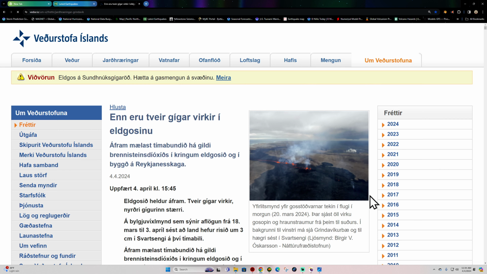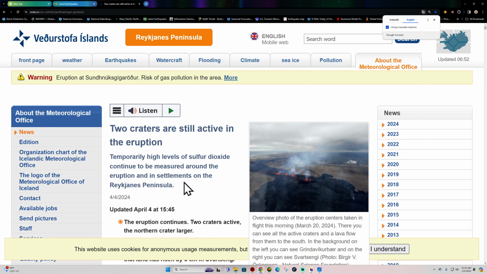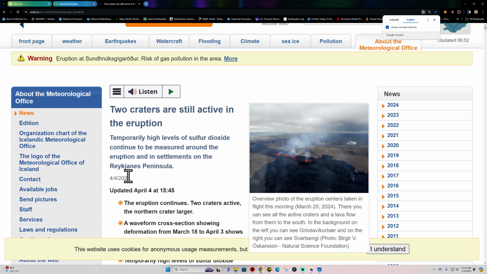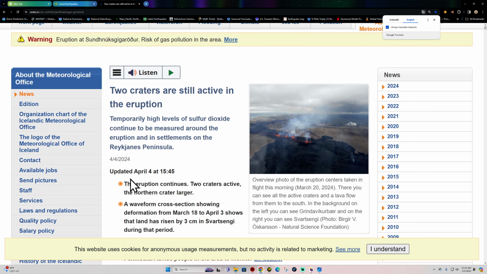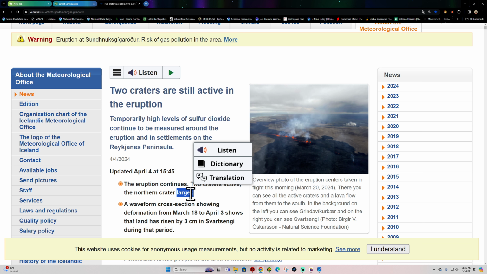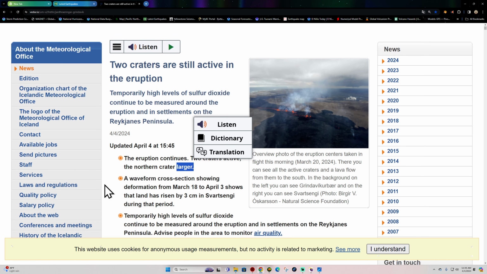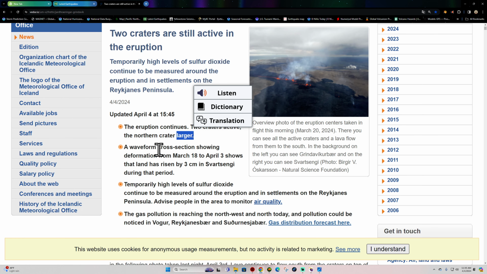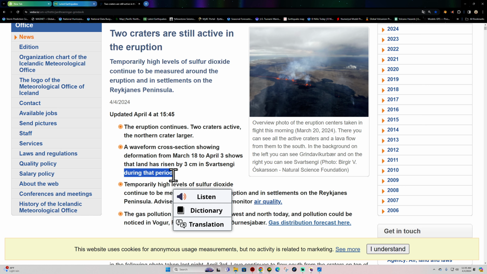If there's any latest update here on the map from the Icelandic Met Office, it looks like this was put out today. Their statement states that the eruption continues. 2 craters active. The northern crater, which is the larger one here. Looks like a waveform cross-section showing deformation from March 18th to April 3rd shows that the land has risen by 3 centimeters in the Svartsengi area during that period.